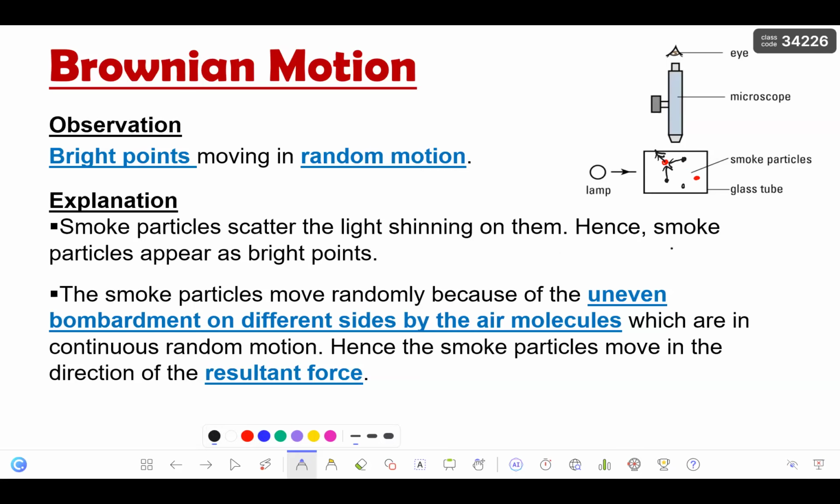Okay, so because of the air molecules which are constantly moving, they will collide with these smoke particles, and these smoke particles move depending on where the resultant force is. But they are always being hit, and therefore the movement will always be a random motion.